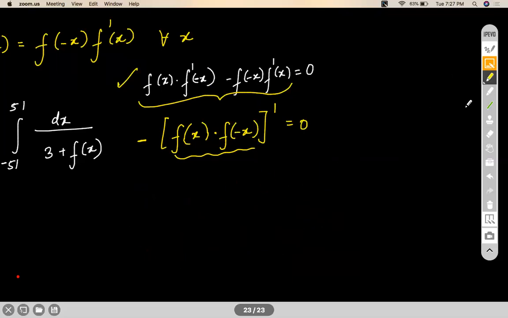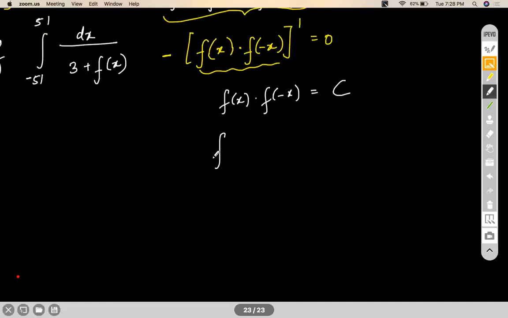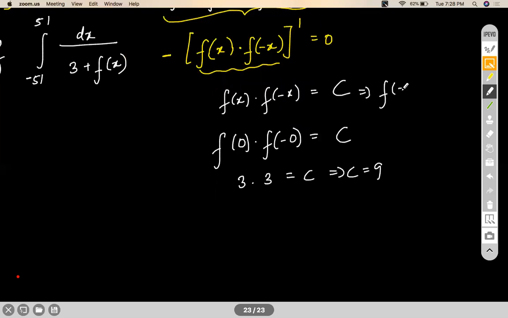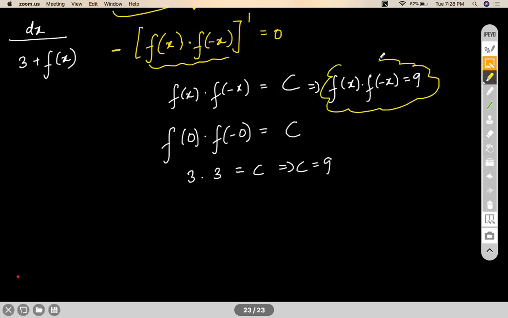So what does this indicate? It indicates the fact that f of x into f of minus x is a constant. Correct? Now, if f of x into f of minus x is a constant, that means f of 0 into f of minus 0 should be also the same constant. And f of 0 is known to be 3. That means your constant is actually 9. That means your function is such that it is always satisfying this criteria: f of x into f of minus x is 9. Okay. So at least we know this about the function.